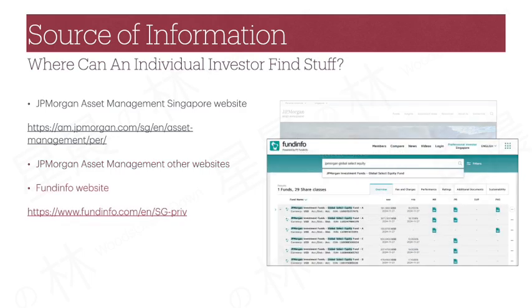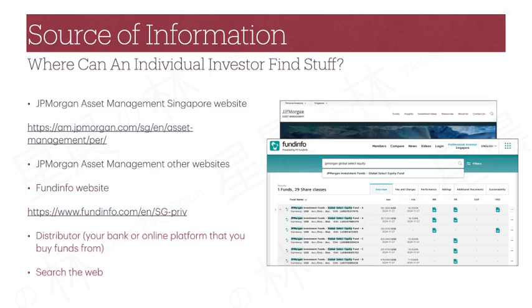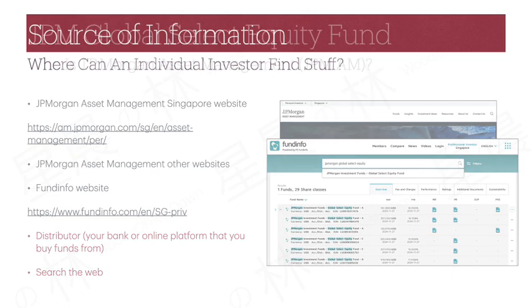FundInfo is a global third-party consolidator and service provider for fund data and documents, and has information on at least 90% of the mutual funds offered in Singapore. So if there is a need, we will be checking the information on FundInfo as well. You can of course also get some information from your distributor, which is your bank or online platform that you buy funds from, as long as they have the fund on their offering list. And finally, the web is always readily available, waiting to answer your search queries.